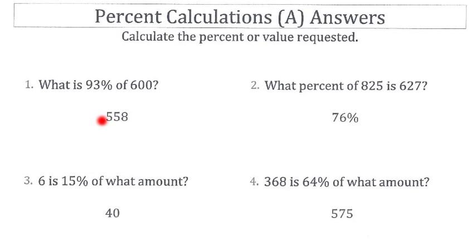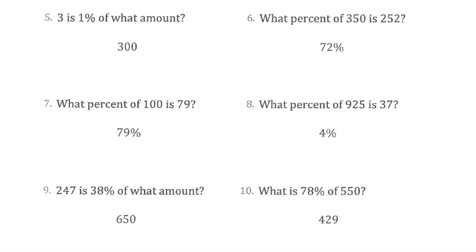Number 1, your answer is 558. Number 2 is 76%. Number 3 is 40. Number 4 is 575. Number 5 is 300. Number 6 is 72%. Number 7 is 79%. Number 8 is 4%. Number 9 is 650. Number 10 is 429.